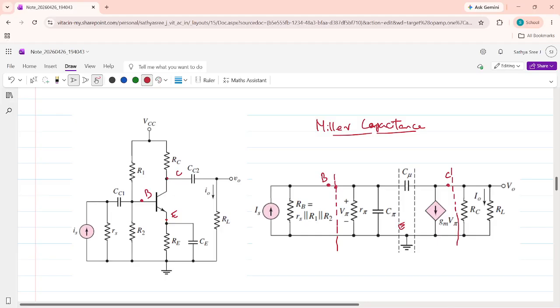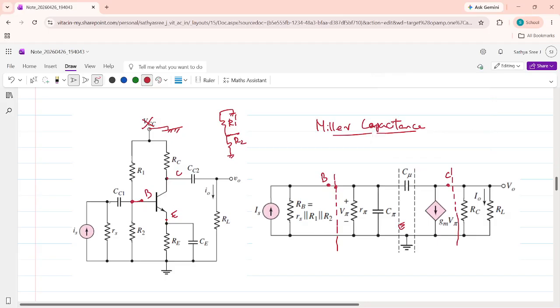For example, we'll start with R1 and R2. To draw the high frequency model, you know that we have to nullify all the DC sources, which means this VCC, a DC supply, has to be grounded. So what happens here? To the base point, we have resistors R1 and R2. R2 is already grounded. R1 is also grounded. Which means if you look from here, there are two resistors, R1 and R2, which are in parallel.